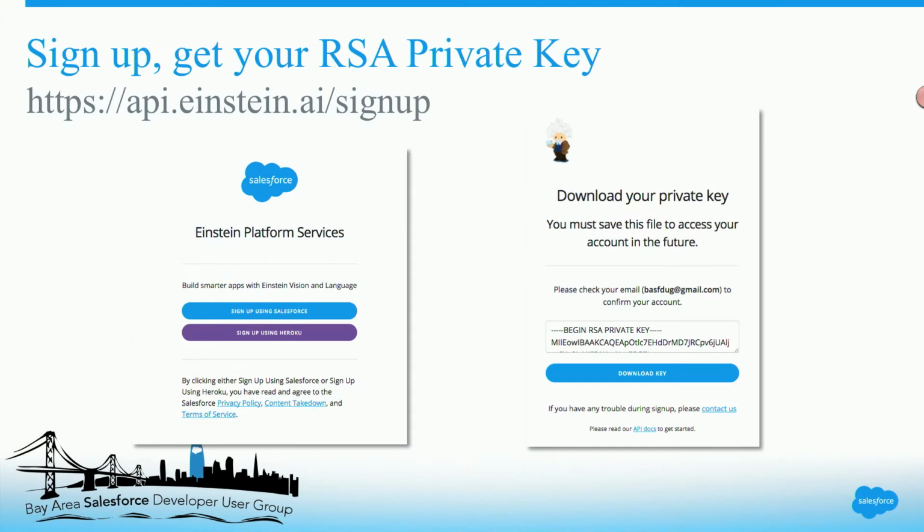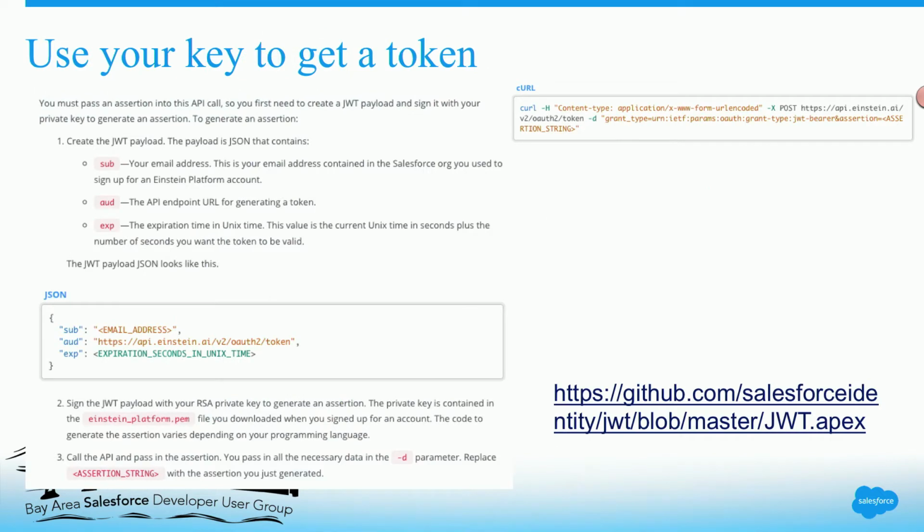To sign up for that token, you go to api.einstein.ai/signup, and you'll see you can sign up either with Salesforce or Heroku. Once you do that, you can download this private key. This is a one-time thing, so don't lose your key. Once you have the key, this is the JWT token, this payload that you create. You put a few pieces of information in here, like the expiration time, and then you sign this with the key that you downloaded. This is what a request will look like to get an OAuth token.